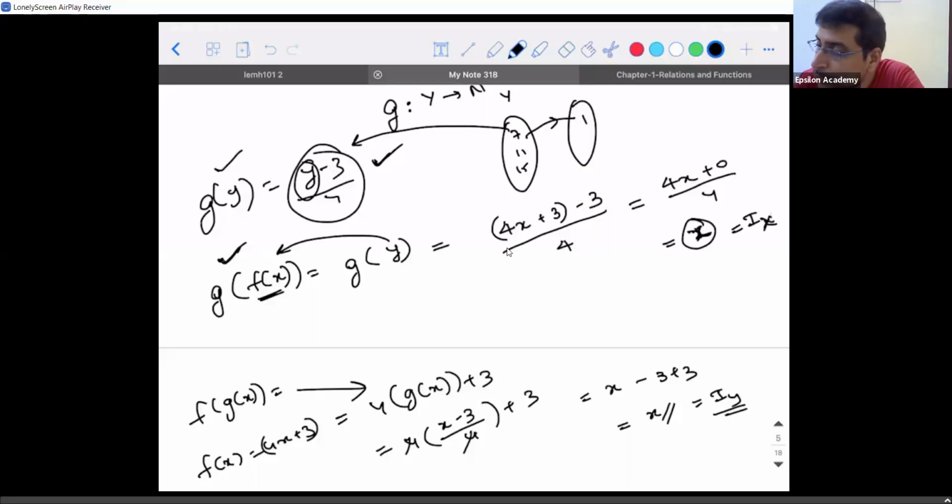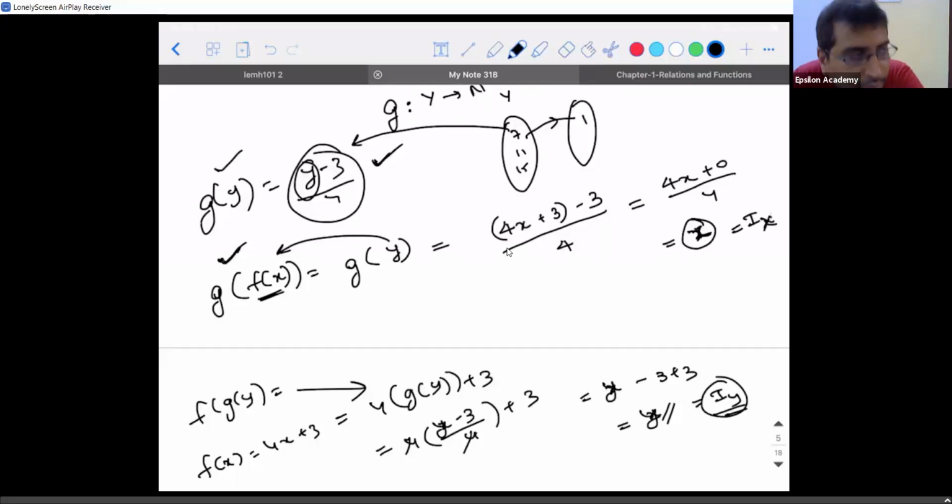Okay, then what we should have done is, you should have considered f of g of y, because g is considered as y. So f of x is 4x plus 3. G of y will be how much? Y minus 3 by 4, and here y. This is I of y. Okay, so this is what is supposed to happen.